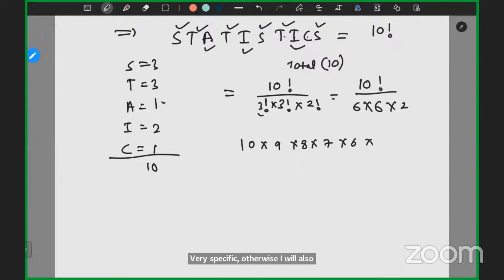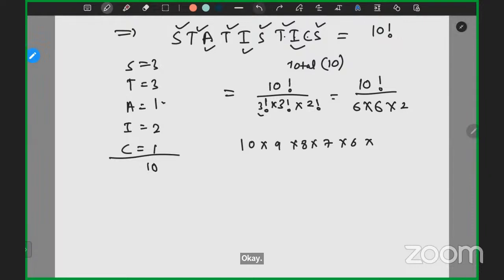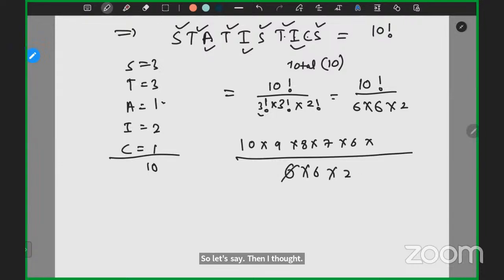Okay. So let's say then I have 6 into 6. So this could go away. This C can go away, and it flips 2 and 2 4. So I have 5 factors here. Okay.